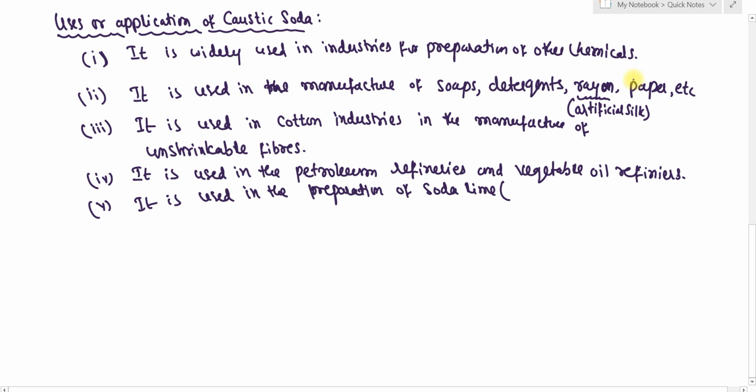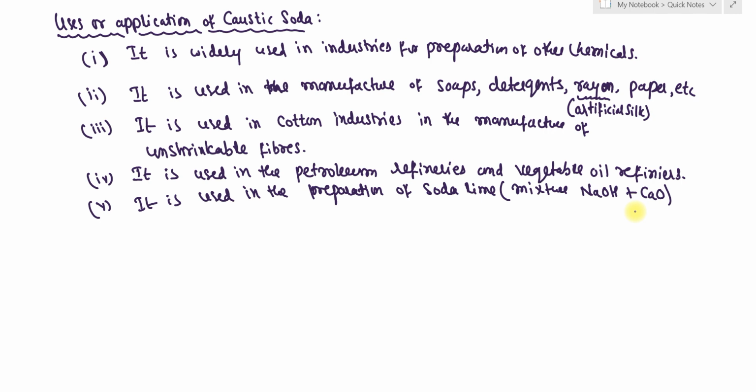What is CaO? Calcium oxide, or its common name is quicklime. So a mixture of caustic soda and quicklime, or sodium hydroxide and calcium oxide, is called soda lime. Remember, this is also one of the important terms. Soda lime is a mixture of sodium hydroxide and calcium oxide. So it is used in the preparation of soda lime.